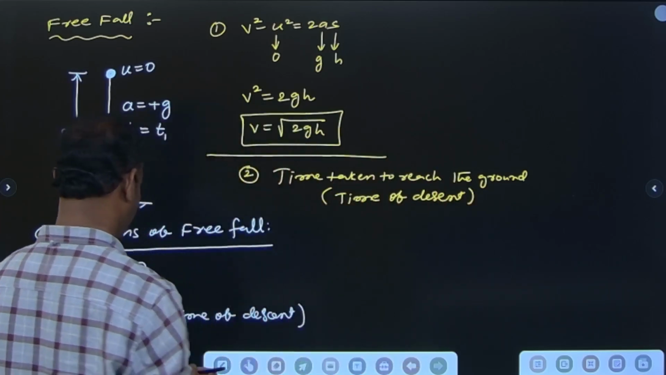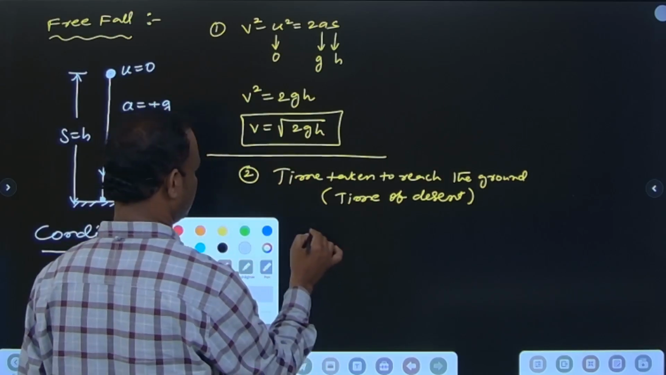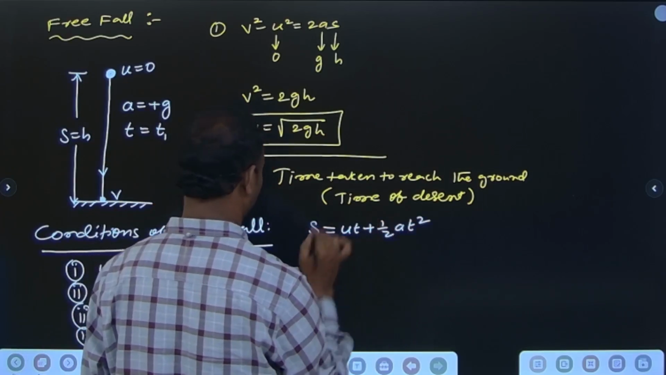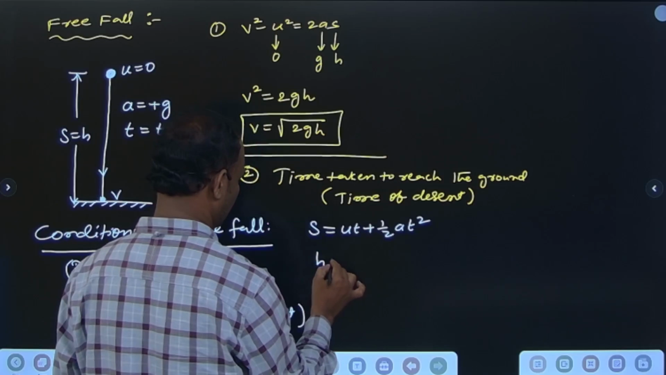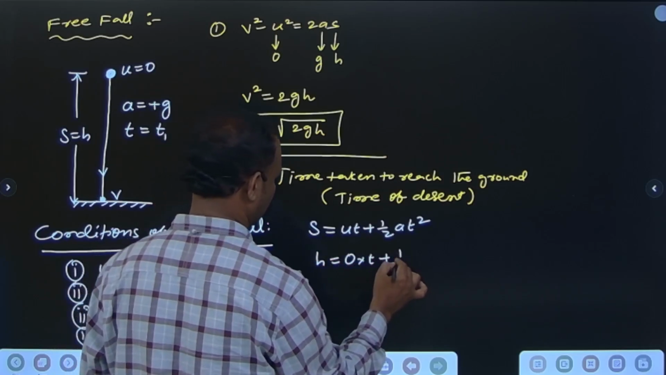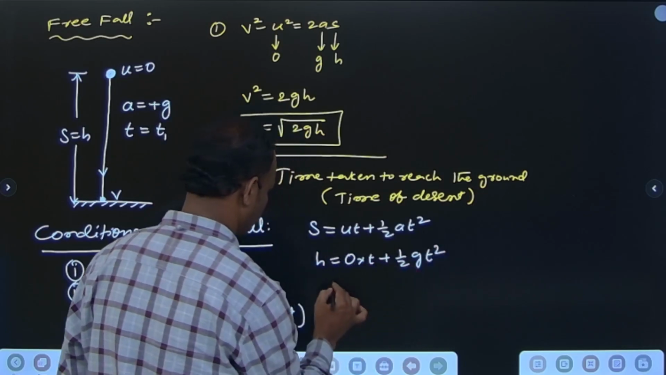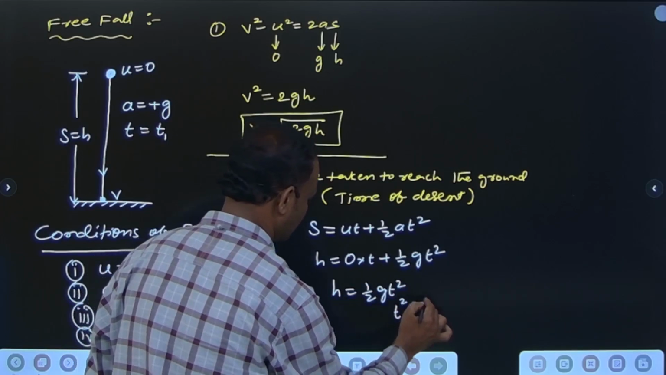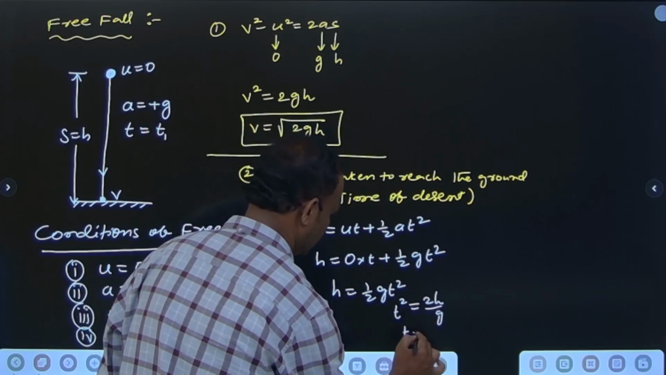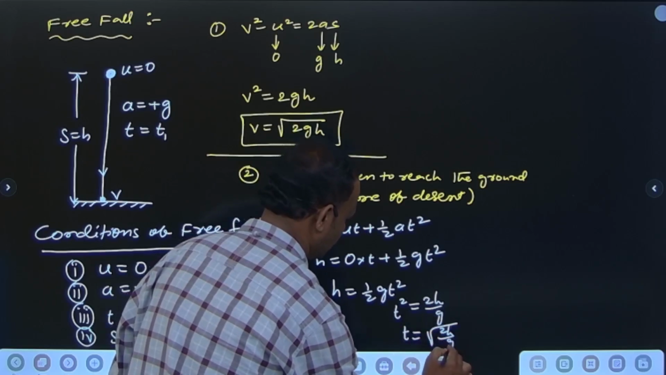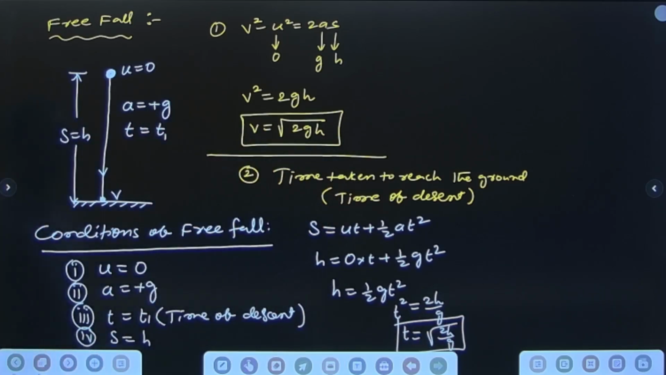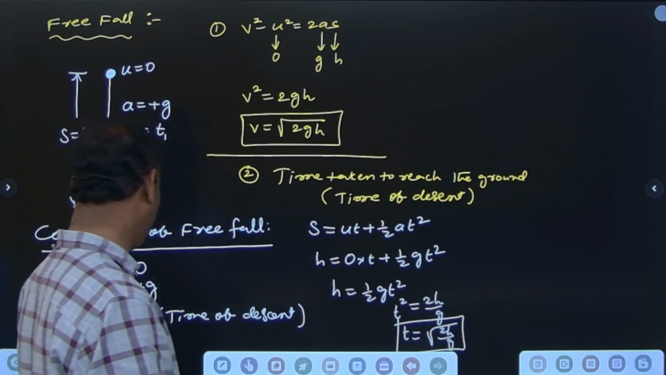We can take the equation s is equal to ut plus half a t square. Here s is h and u is 0, so h is equal to half g t square. Then t square is equal to 2h by g, and t is equal to the square root of 2h by g. This is the time of descent.